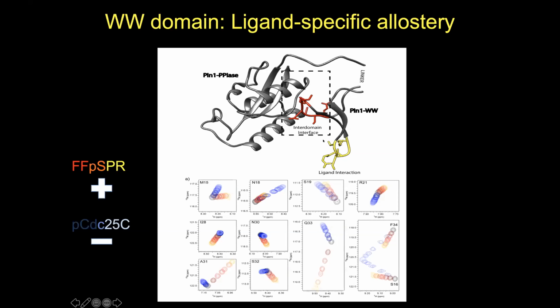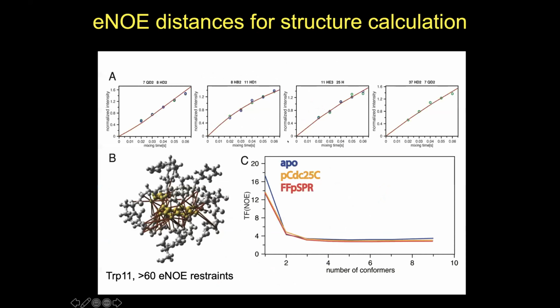However, when you look at the part that forms the interface with the other domain, you see very different responses. These are the residues shown all down here, including about residue 28 to 34. You see that some of the residues even go in different directions of chemical shift changes. I have to say that these ligands don't directly bind to this site. So this is an allosteric interaction. And we wanted to investigate that with exact NOEs. I'll go through that very quickly.